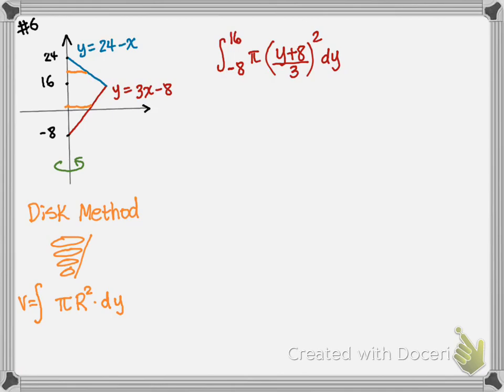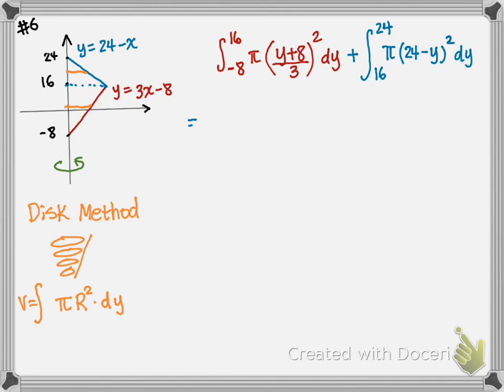And the second part of the volume is we integrate from 16 to 24, because these two functions intersect at y equals 16 right here. And then the radius is on the other function, so it's pi times 24 minus y, because we solve for x, squared, and then dy.